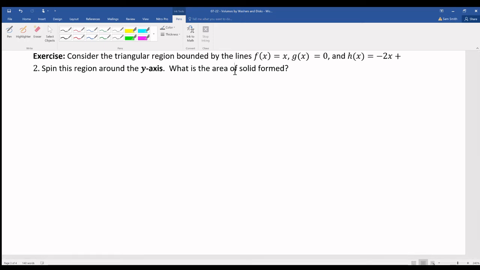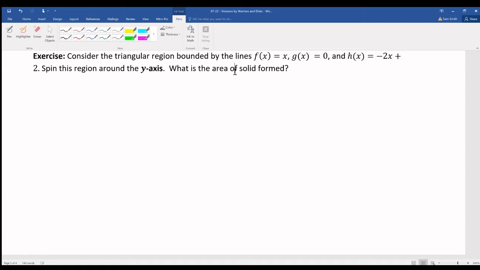In this video, let's do another example of finding the volume of a solid of revolution. So let's consider the following region. Consider the triangular region bounded by the lines f of x equals x, g of x equals 0, and h of x equals negative 2x plus 2.